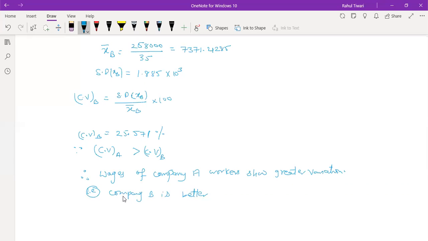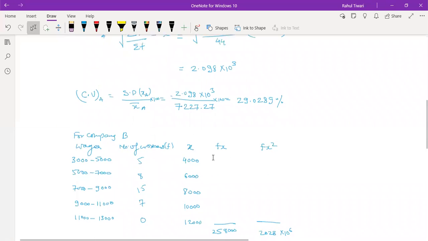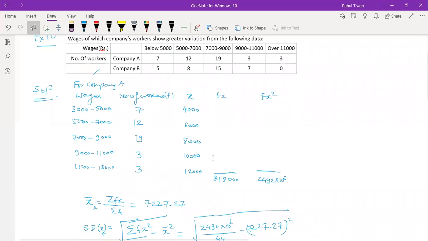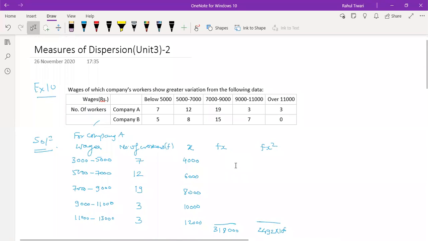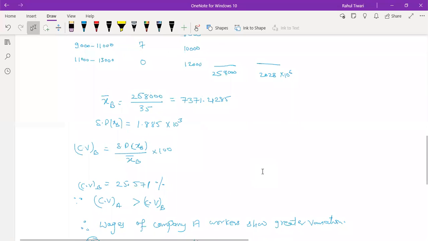Company B is better in terms of wages, I would say. Any question? Any question? No question? Let's go ahead.